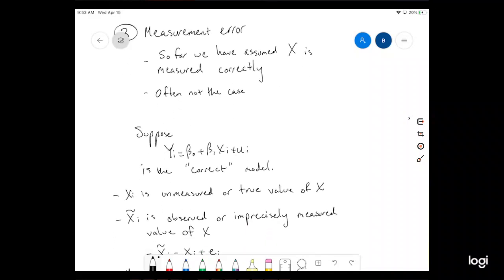So what does this look like mathematically? Suppose we have the baseline model, y is a function of x, and this is the correct model. And xi is the unmeasured or true value of x. So this is what we wish we could measure, but we don't actually have this measurement. So xi is the true value of x for every individual. Maybe this is the true income. What we actually measure is x wiggle, the observed or imprecisely measured value of x.